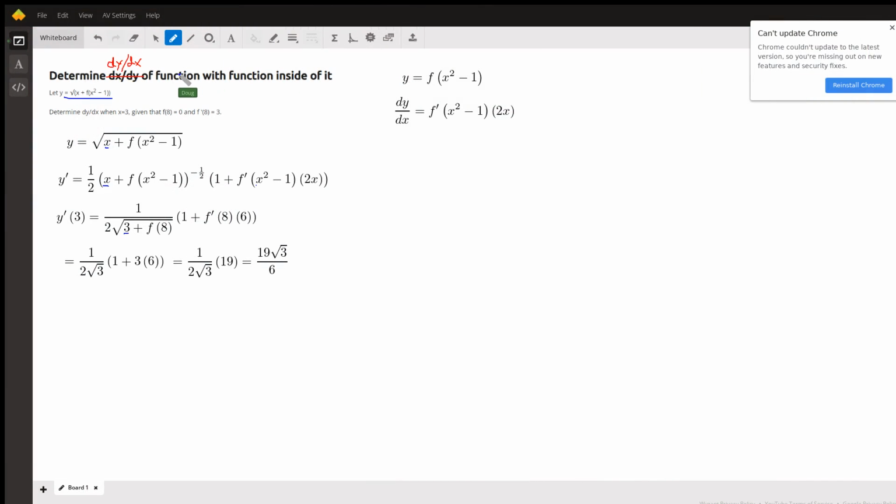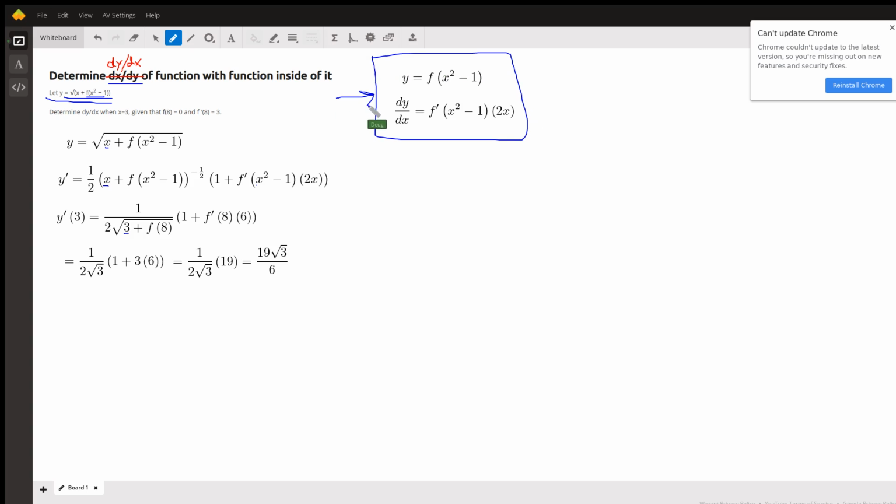Okay, this is really testing your understanding of the chain rule. By the way, this should have been dy/dx. When we take the derivative of this expression, we're going to be taking the derivative of f of x squared minus 1. Even though we don't know what f looks like, we can find out what the derivative of y with respect to x is over here.